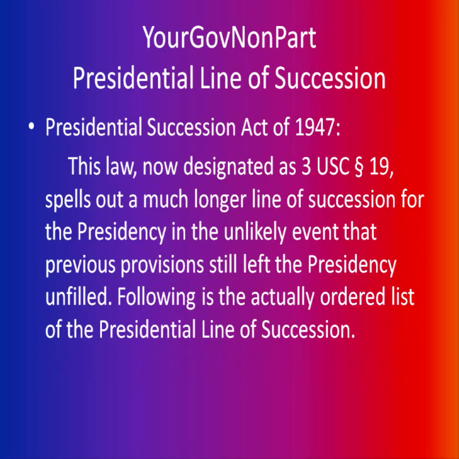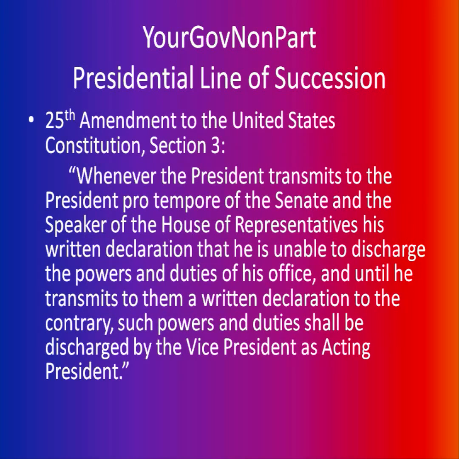However, this still left a huge hole in the fact that there was not a long and elaborate line of succession. This was taken care of by the Presidential Succession Act of 1947, which spelled out a specific order in which the office of the presidency would be discharged in the event that any particular individual before them was unable to discharge those duties.